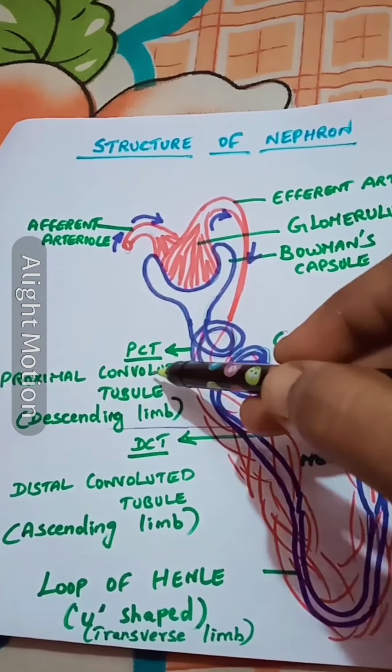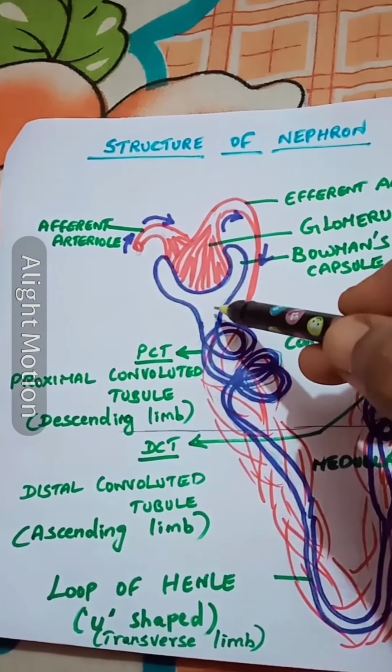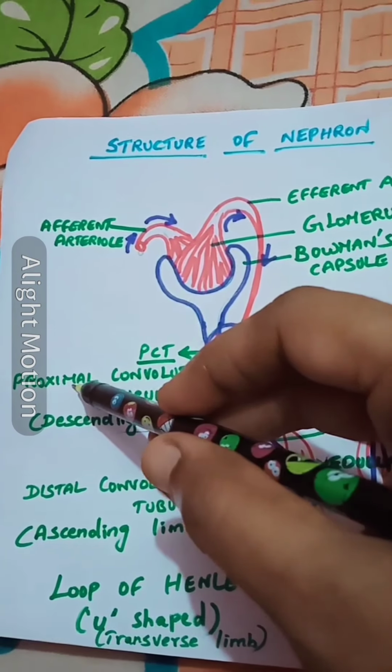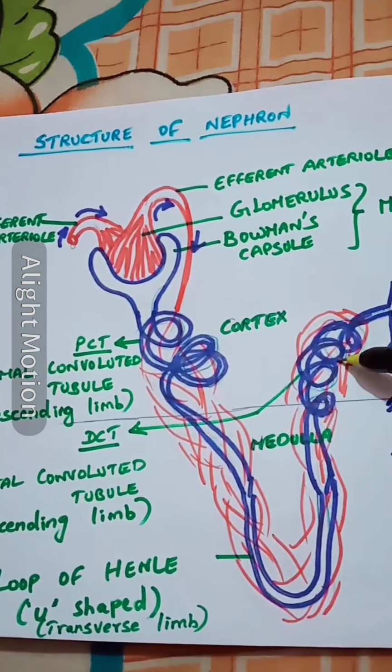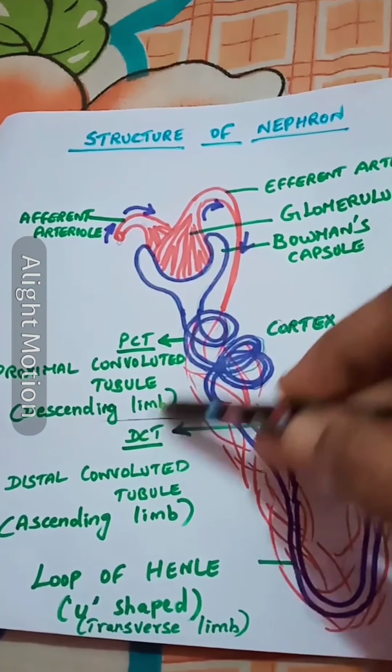That filtrate is collected by the proximal convoluted tubule. Convolutions mean many foldings. The one nearer to the Bowman's capsule is called proximal. Another convoluted tubule which is far away from the Bowman's capsule is called the distal convoluted tubule. In short, we can call them PCT and DCT.